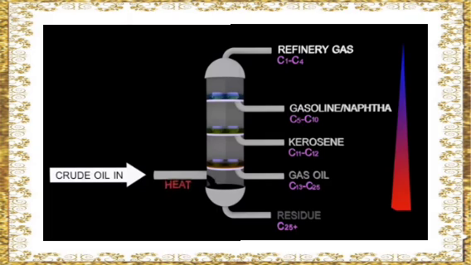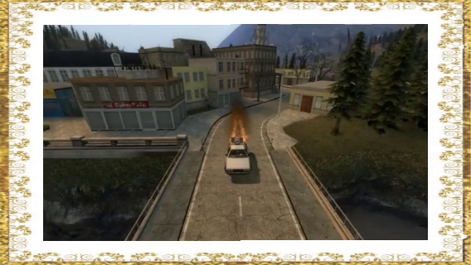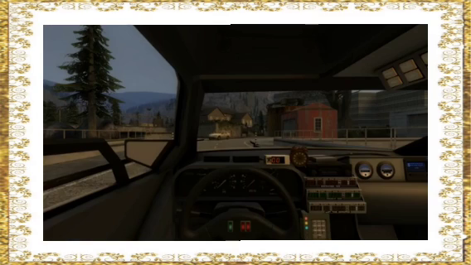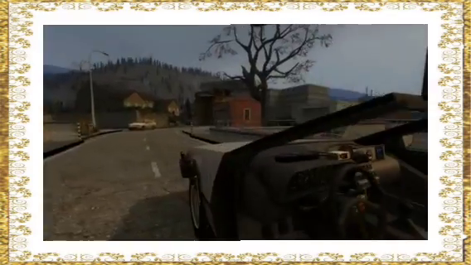Now you have to know about the thermal gradient as well. So it's hot at the bottom and cooler at the top. So what are the uses for these various fractions of crude oil?